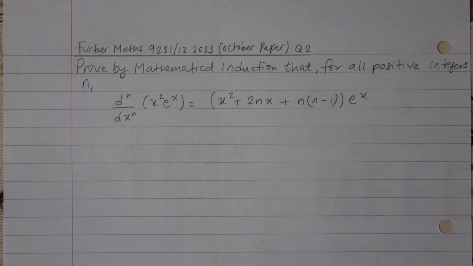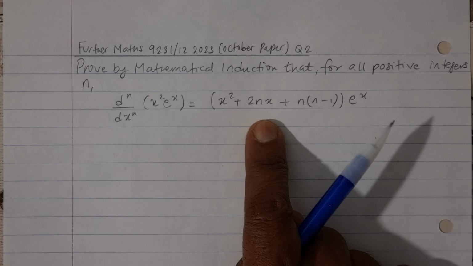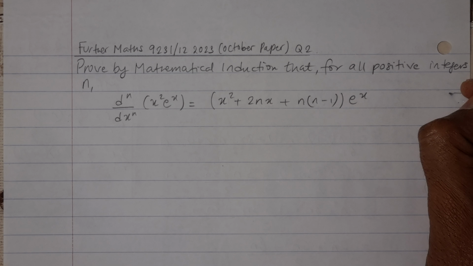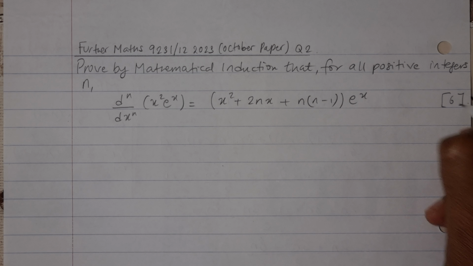Hi, question number 2. Prove by mathematical induction that for all positive integers n, d^n over dx^n of x squared e to the x is equal to x squared plus 2nx plus n times n minus 1, all times e to the x. The question carries 6 marks.